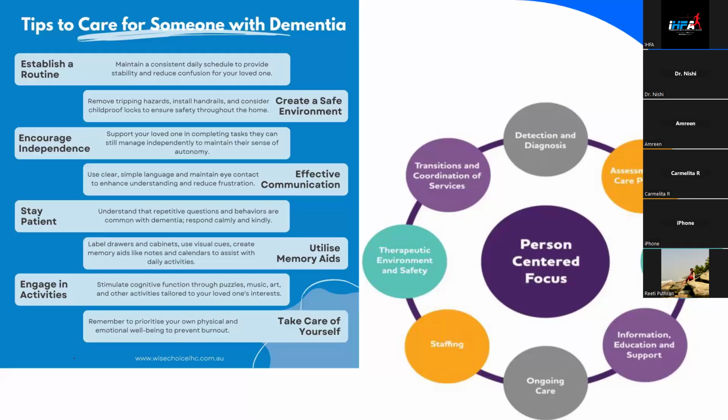Stay patient. Many patients and family members get very irritated because the patient is not following commands. It is difficult for them because the relay from the center to the higher brain is not happening. So you have to respond calmly and help them understand things easily. Utilize memory aids. You can always use notes, calendars, alarms, and sticky notes at every part of the house to make sure that the dementia or Alzheimer's patient reads those visual cues and does the particular activity.